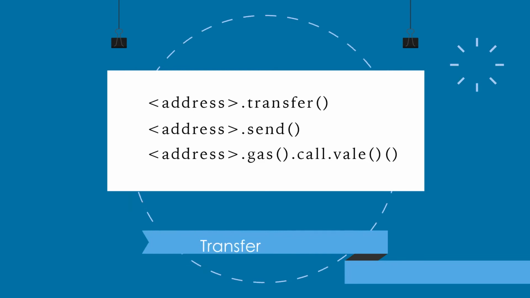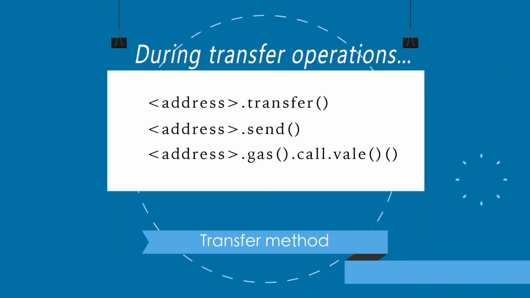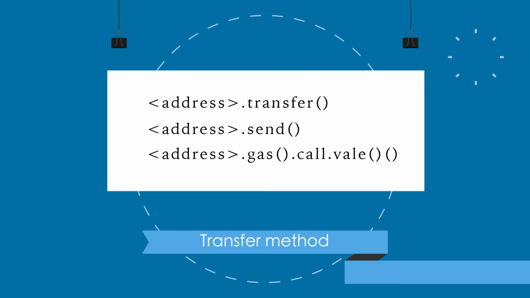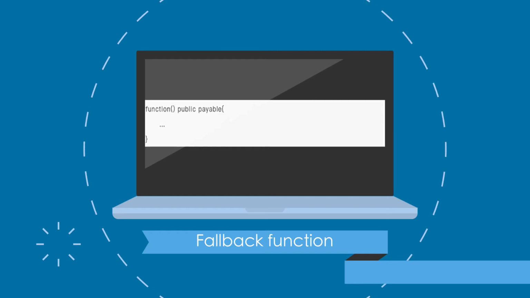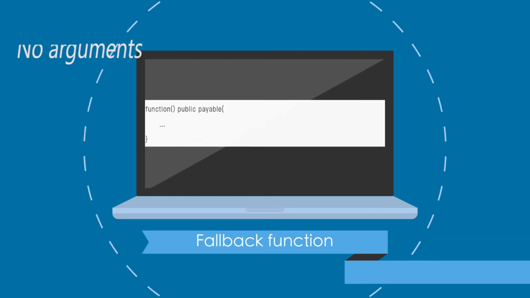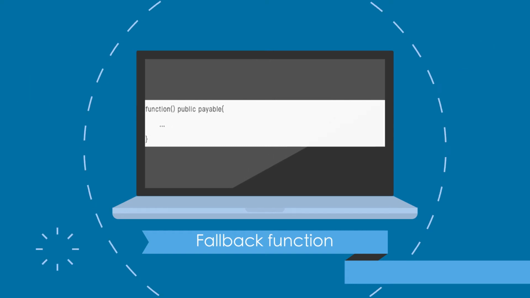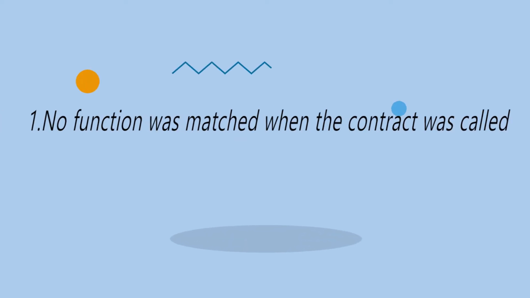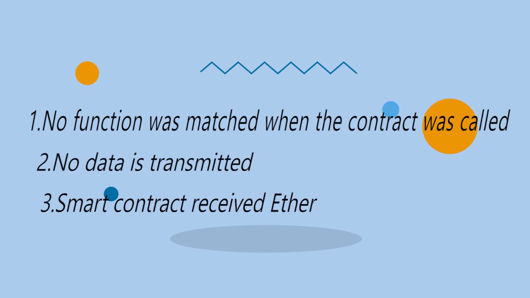Transfer method. The reentrant attack is sent during transfer operations, whereas the transfer methods commonly used in Solidity are transfer, send, and call. Fallback function. The fallback function is one and the only one nameless function per contract, with no arguments and no return value, and is executed in 3 cases. No function was matched when the contract was called. No data is transmitted. The smart contract receives Ether.